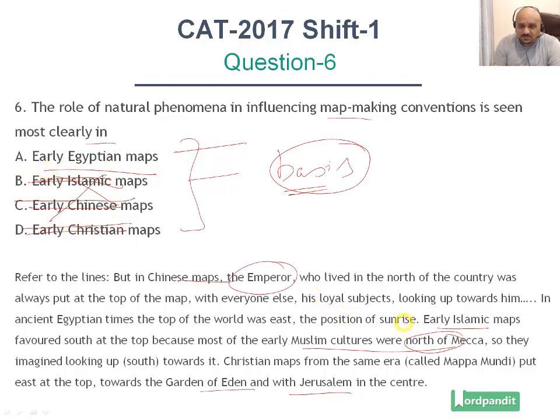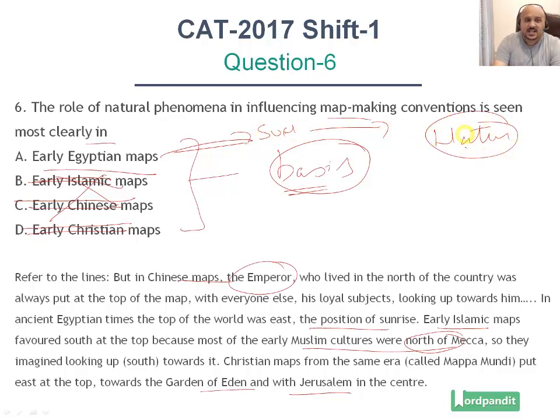Let's study Egyptian maps as well. In ancient Egyptian times, the top of the world was east, the position of sunrise. So this is the only reason which connects with the sun, which is in turn connected with nature, right? So this has a connection with natural phenomena. A very easy question, a fact-based question where you can identify the answer very easily.